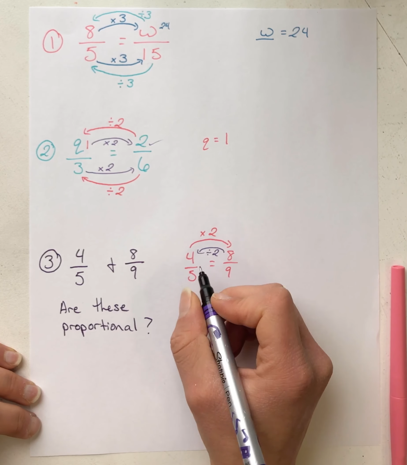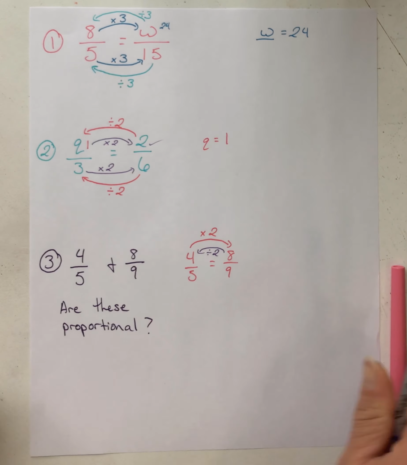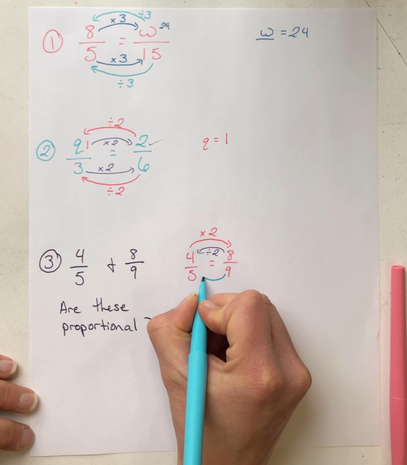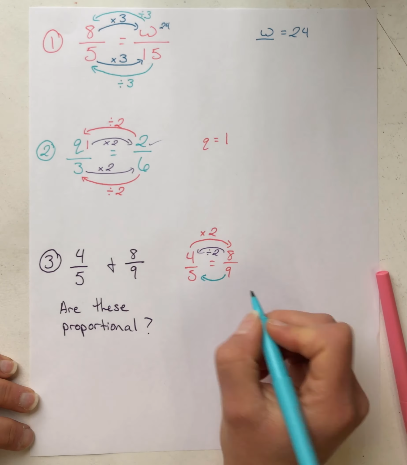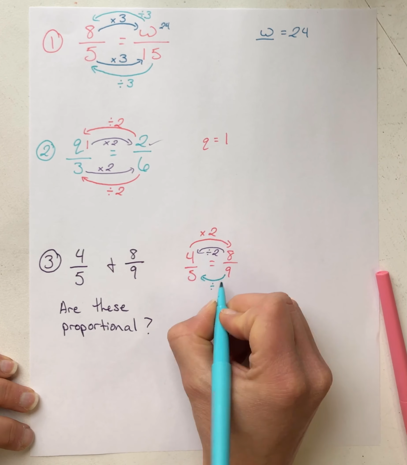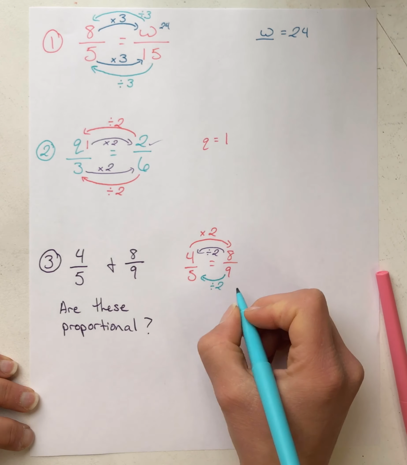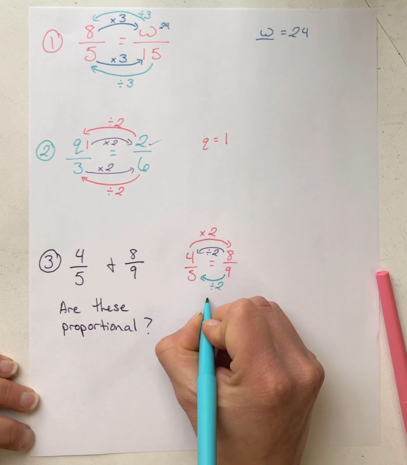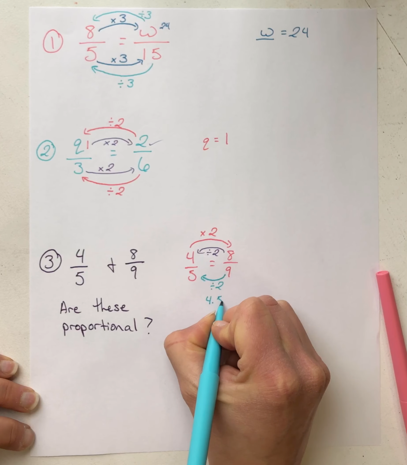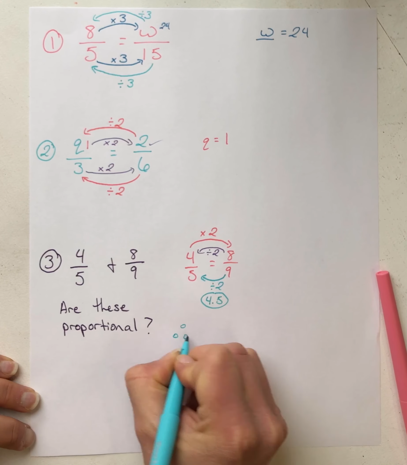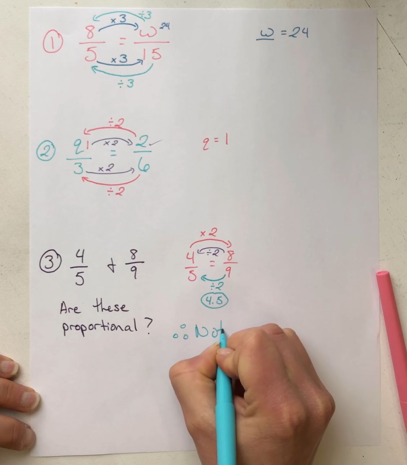So what I'm going to do is take a look and say, okay, 9 divided by 2, is that going to give me 5? Nope, it's most definitely not, because 9 divided by 2 is going to give me 4.5. Therefore, these are not proportional.